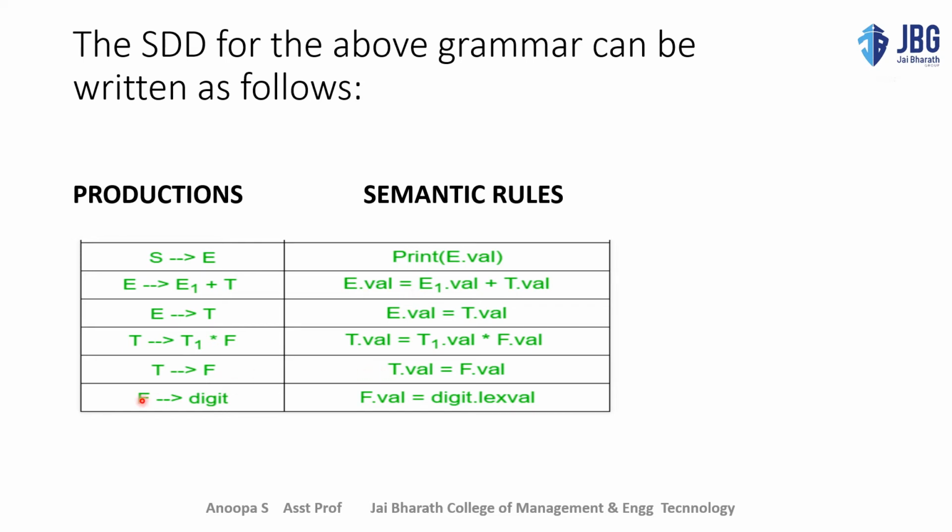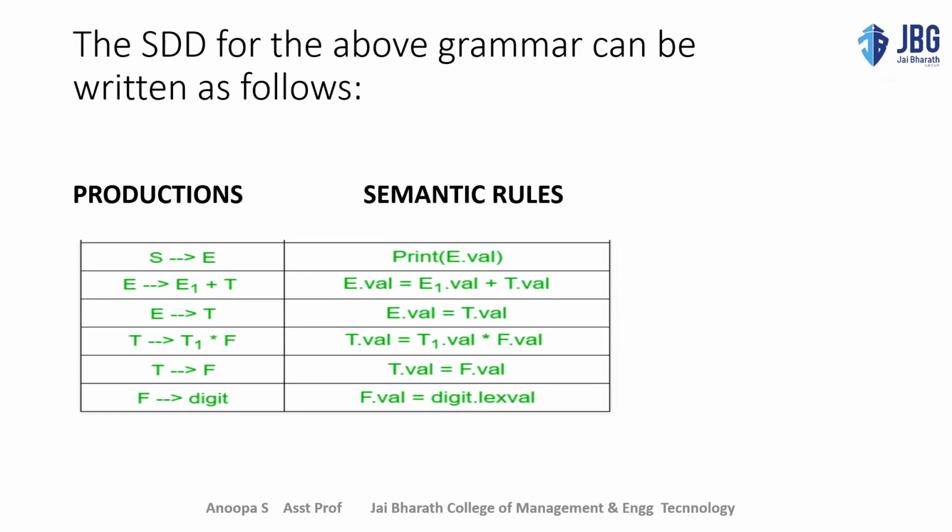The last one, I have given digit. Digit is a terminal symbol. All terminal symbols will be assigned some values, either at compile time or at runtime, and it will be directly given. That is why it is mentioned as lexval. That lexical value has to be assigned to the digit, and it is assigned to F dot val. So whatever value you give to digit will be assigned to F. So this is a rule.